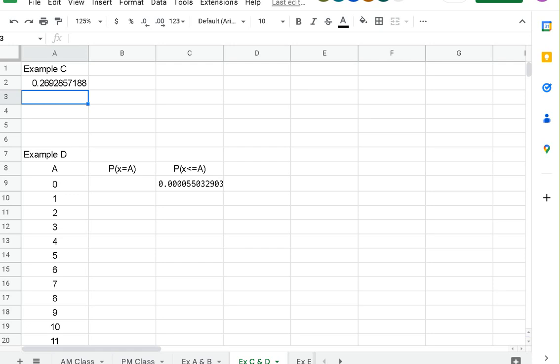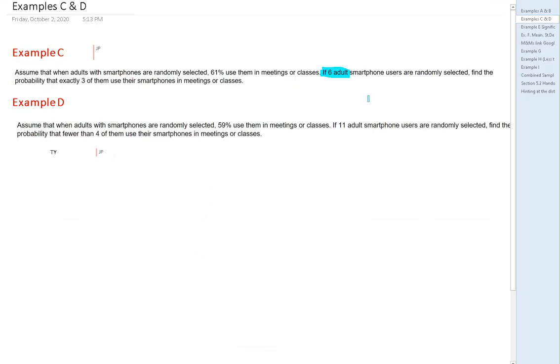I'm confused about typing in false. What's that? False just means give me the probability here. Whereas the true, I wouldn't worry about it. Just keep it simple on yourself and use false. When you type in the command like this, the answer is just your probability. So it'd be 0.269. Is there a follow-up question? No, it says find the probability that exactly 3 of them use their smartphones in meetings or classes. So yeah, that probability would just be 0.269.